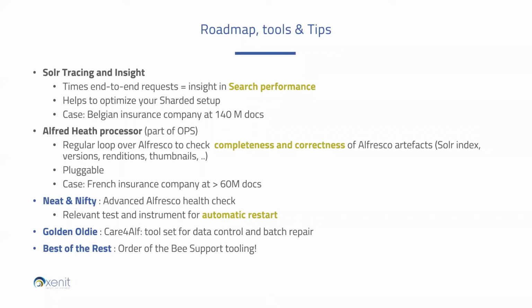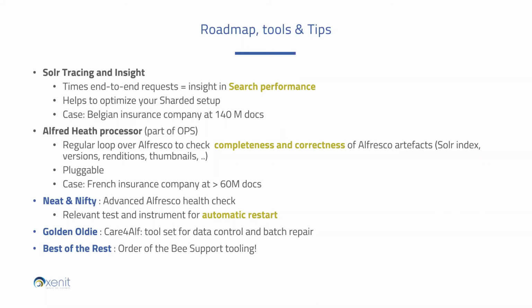The Alfred health processor. You can make heat maps, but it is a health processor. It's a system to loop over Alfresco to check completeness and correctness of Alfresco data and artifacts in your Solr index: versions, renditions, thumbnails. It's pluggable. We have other customers, but we have a French insurance company with more than 60 million documents, where we actually use this for a real world production issue to solve that.